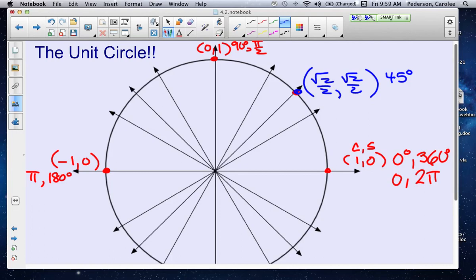Then 45 more is at 90. 45 more, we're now, I gotta do my radians, sorry. So we have negative square root of 2 over 2, square root of 2 over 2. And that angle measure in radians is 3 pi over 4: pi over 4, 2 pi over 4, 3 pi over 4.